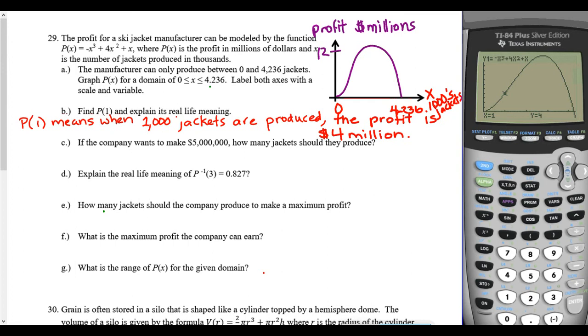So then I just wrote that out as a sentence. P of 1 means 1,000 jackets are produced. The profit is $4 million. Notice in my sentence, I use full words. I include units when necessary, in particular with this $4 million.